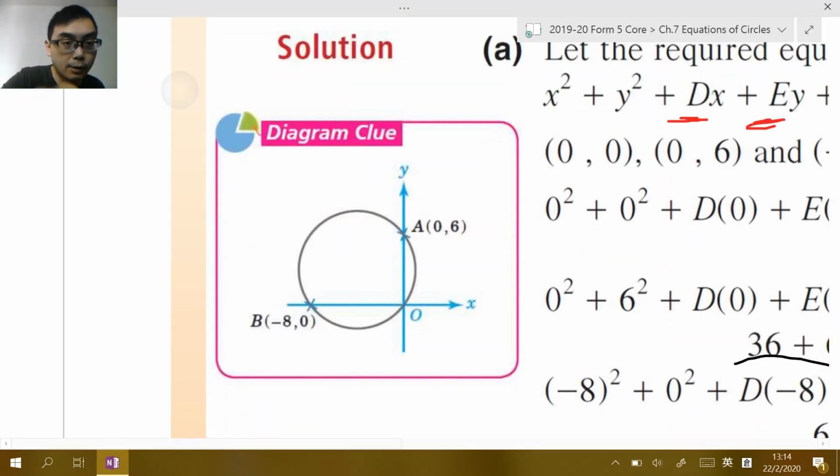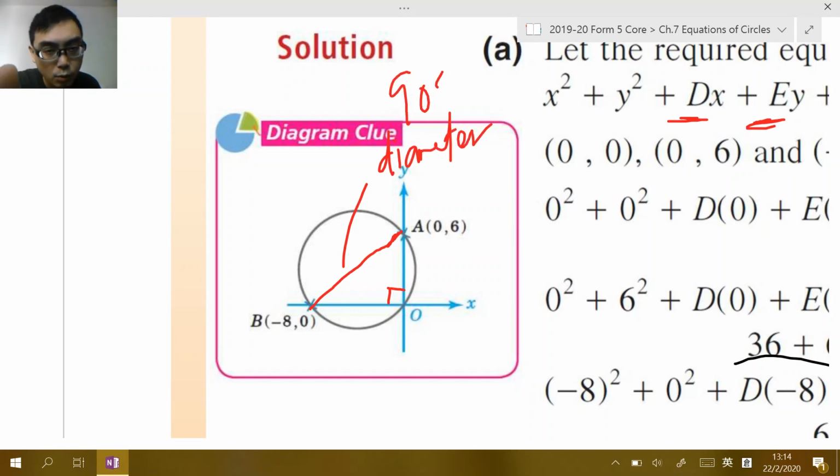For example, here, if I say this one is a right angle and I join AB, you can see this line AB is not a normal line. You understand that if a right angle faces a line in the circle, which is a chord of the circle, then this chord should be a diameter. Why? Because if you have 90 degrees facing this line, it should be a diameter.